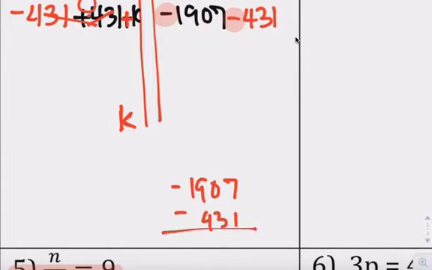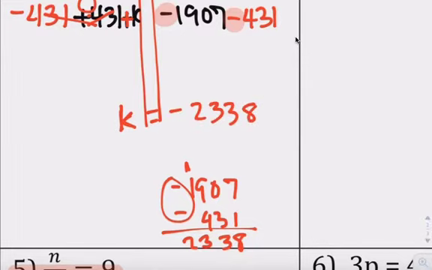Add them together because they're both negatives. 8 plus 3 is 13, carry 1. Negative 2, 3, 3, 8. And that's my answer.